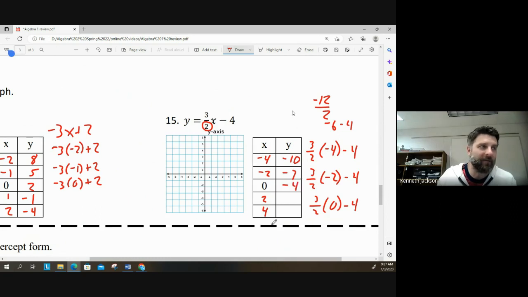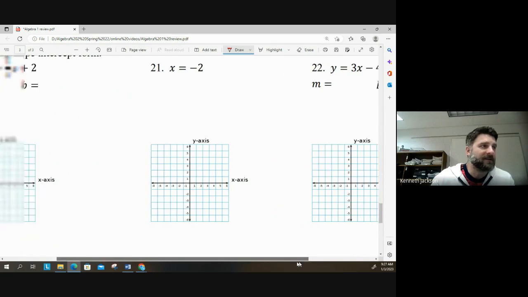And again, I have a pattern. These numbers are going up 3. So the next one would be negative 1 and then positive 2. And if I were to graph the points that I can see, graphing these ordered pairs, connect the points, and there is my line.